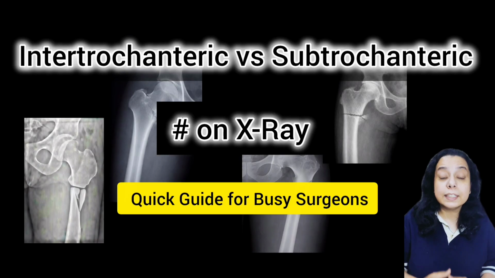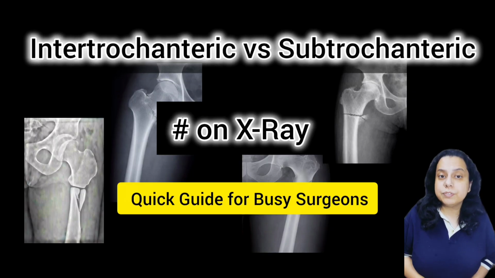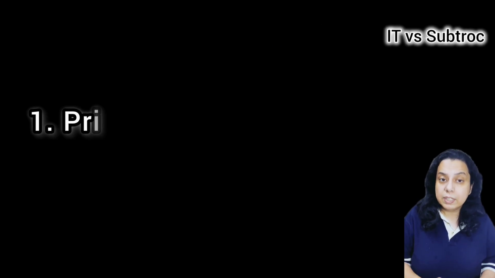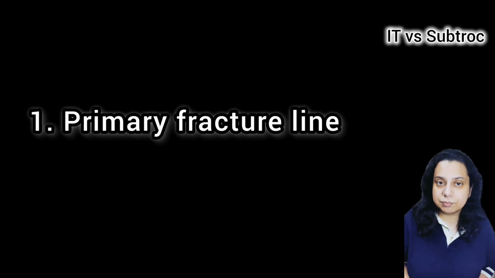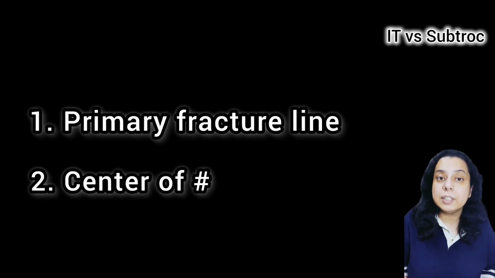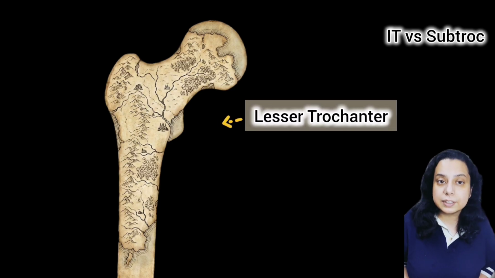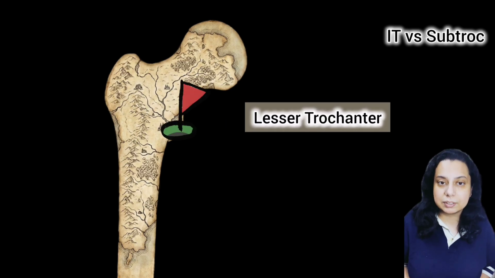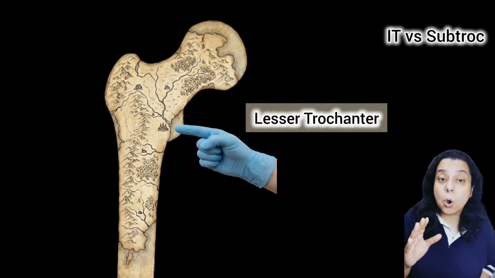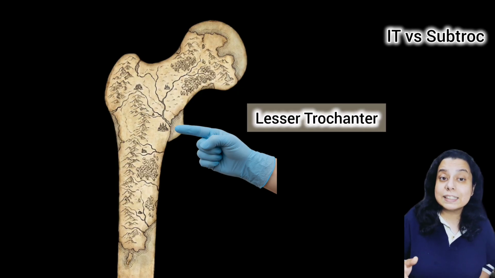To master the X-ray differential, you need to focus on two things. One, the primary fracture line, and secondly, the level of the center of fracture. Think of it as a map of the femur, where the lesser trochanter is your main landmark. So place your finger onto the lesser trochanter and start tracing.